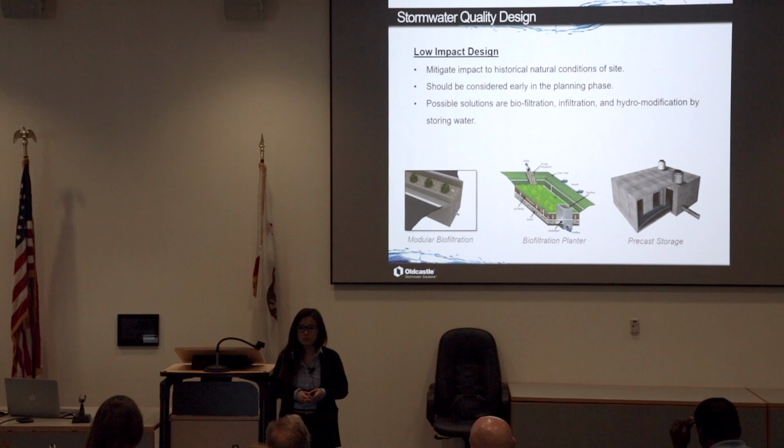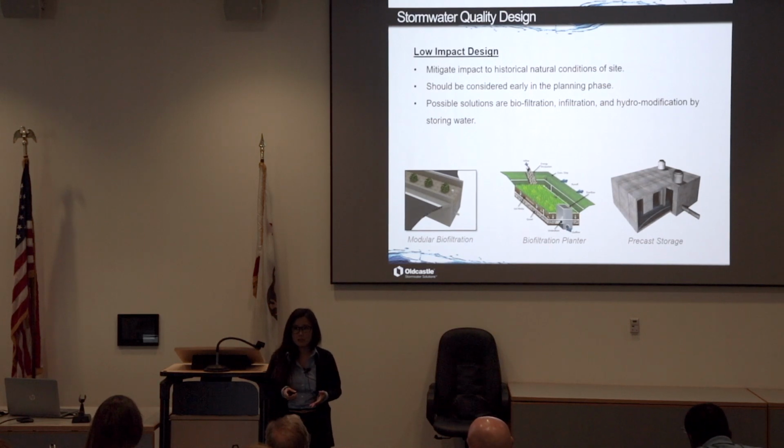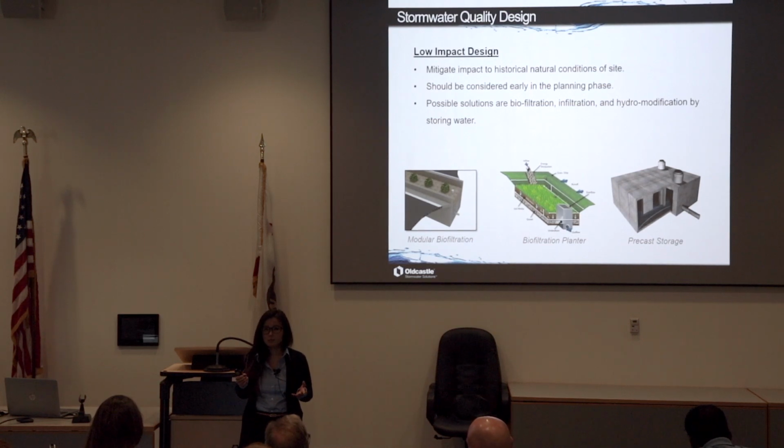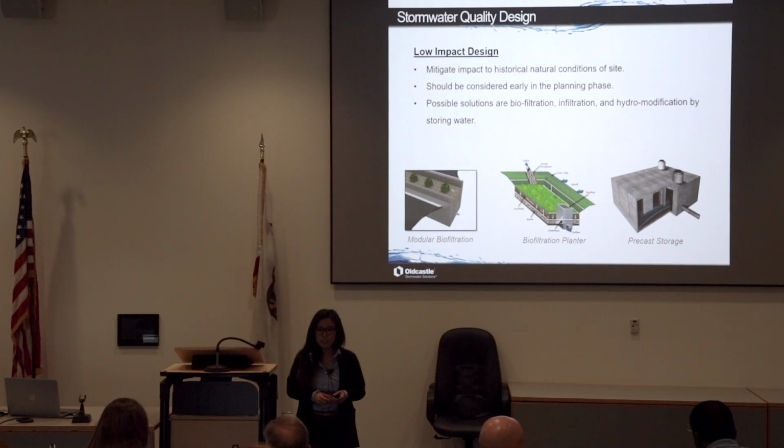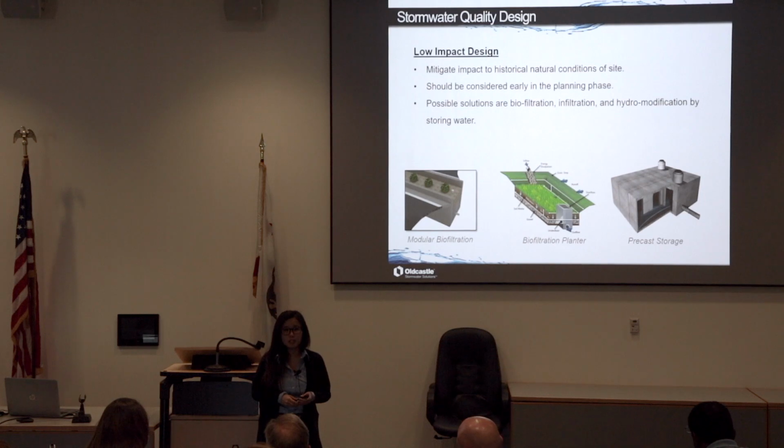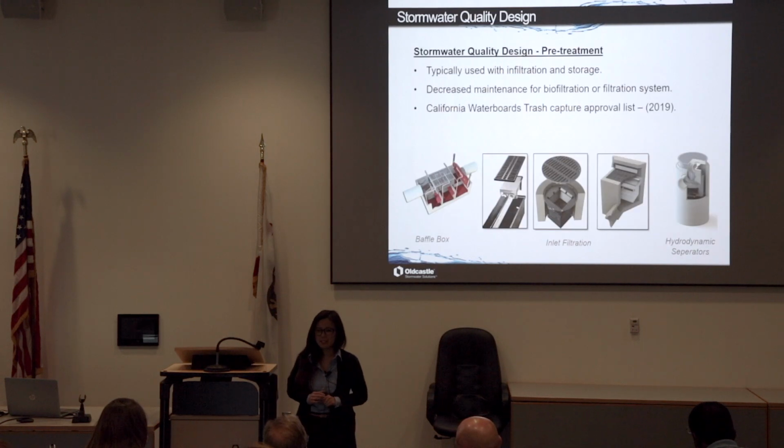It should be considered in the early planning phase, and that way we can prevent regrading or reworking sites, and it helps create a more efficient design. Possible solutions for low impact design are biofiltration, infiltration, and hydromodification, which just means storing water. And then we'll get into some solutions.